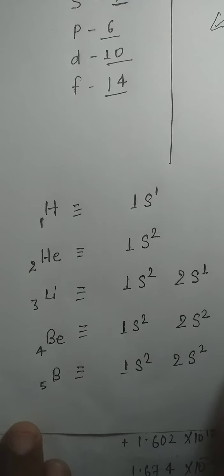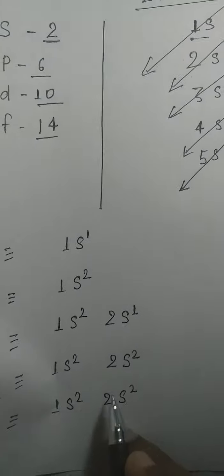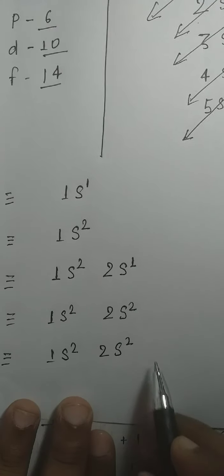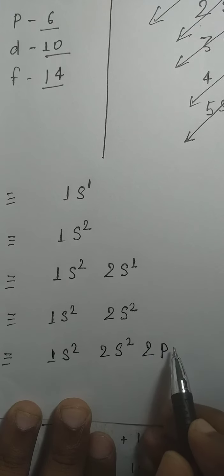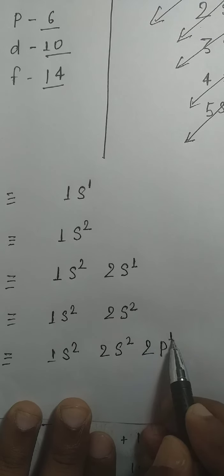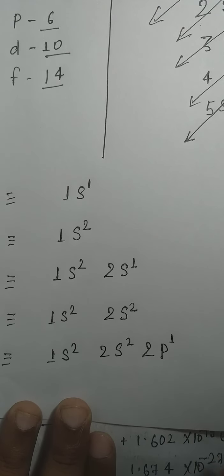Next is boron, 5 electrons. 4 you had already accommodated. So now you will add 2p. And how many electrons are left? 1 electron. So you can write it like this: 2p1.